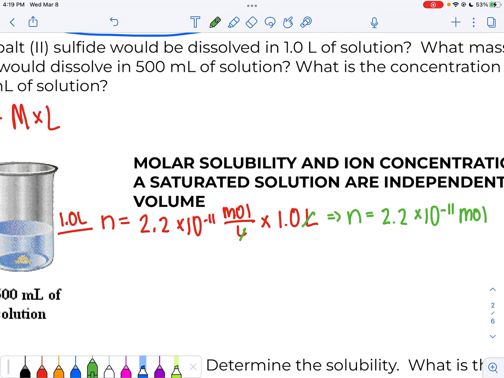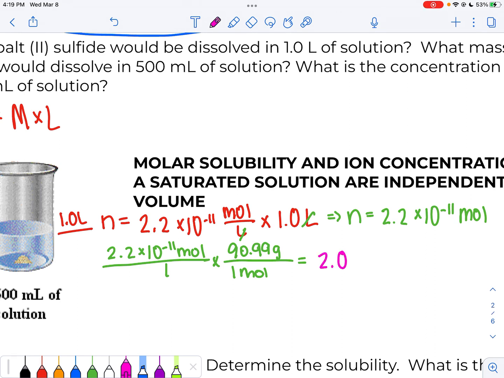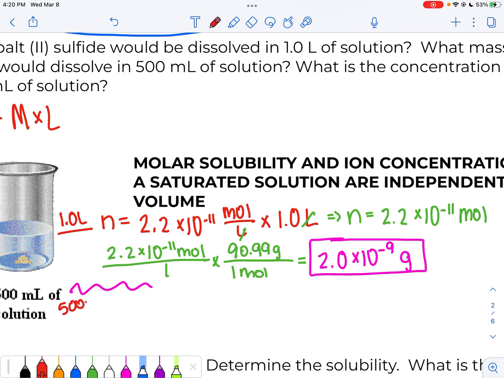Great, now we've got moles. Now all we've got to do is convert it to grams. So 2.2 times 10 to the negative 11th moles. We want to figure out how much copper sulfide is dissolving. So our molar mass for copper sulfide is 90.99 grams. Putting this in your calculator, what you end up with is 2.0 times 10 to the negative 9th grams. So this is the mass of copper sulfide that can dissolve in 1 liter of water. All right, now let's switch it up and do it for 500 milliliters.